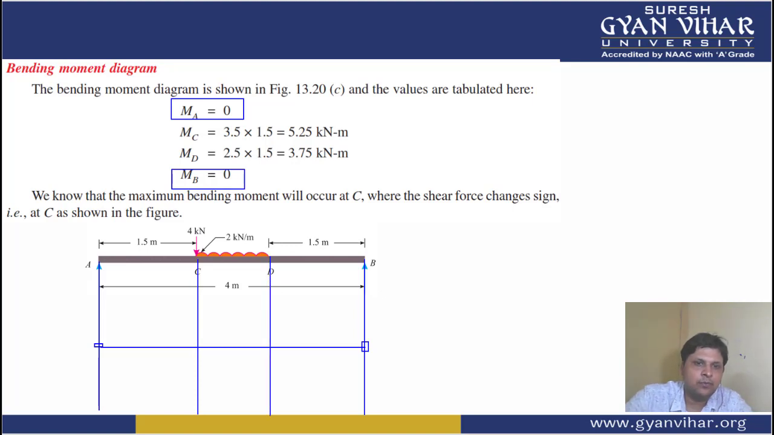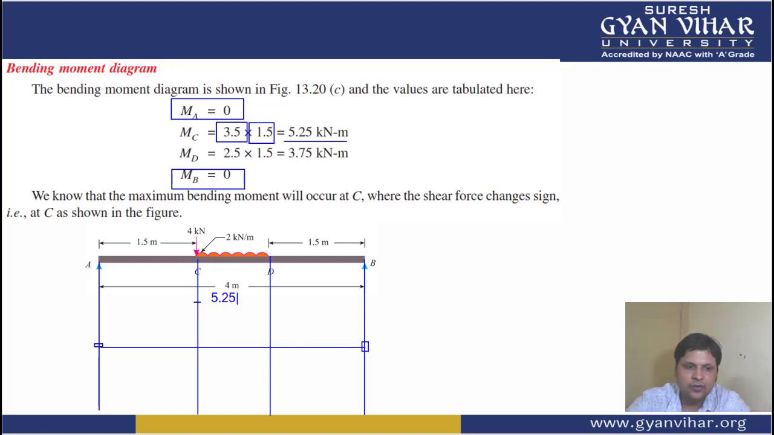How will we calculate at point C? See the forces which are on the left hand side of this point C. There is only one force, and that is the reaction force Ra, whose value is 3.5. You multiply it with the distance of this force Ra from C, which is 1.5. You will get the bending moment at the point C. Since its nature is clockwise, clockwise forces towards the left of the section are taken as positive. So it will be taken as plus 5.25. So here at point C, you have the value of bending moment at C as 5.25.